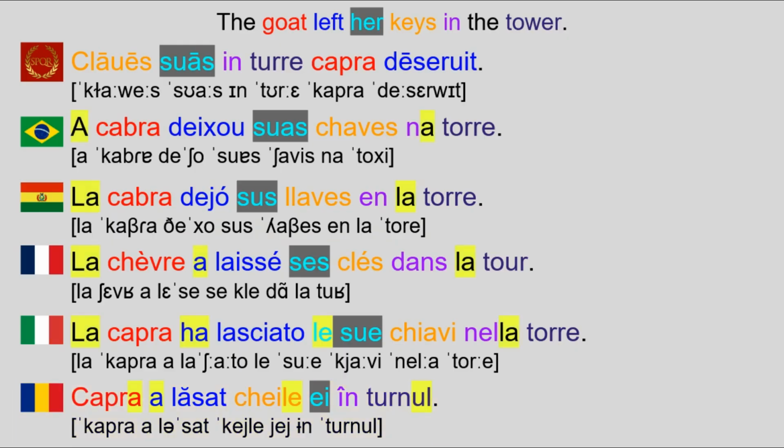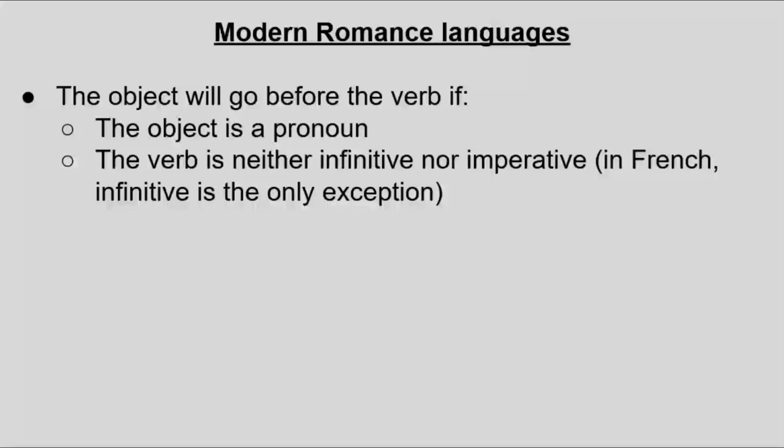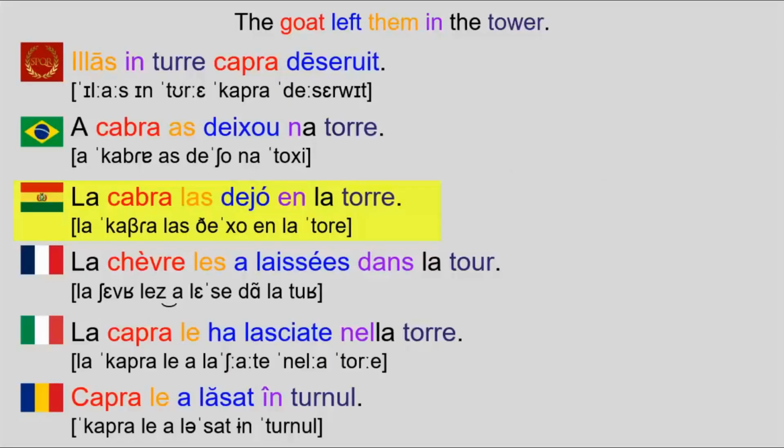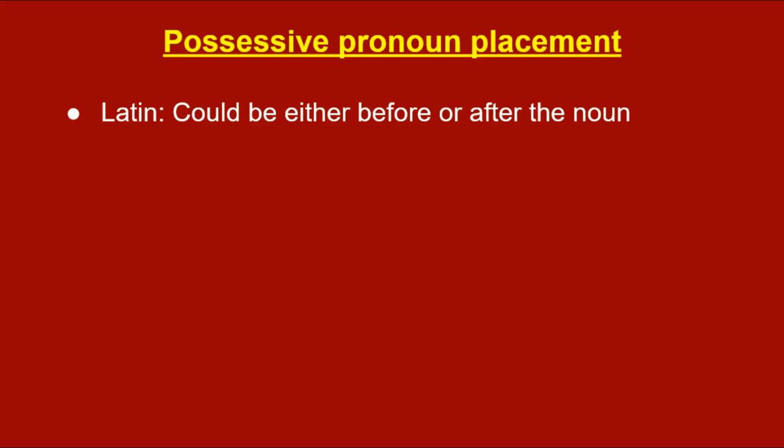But speaking of small words, Romance languages today aren't always SVO. When the verbal object is a pronoun, it will go before the verb, making those sentences SOV. So if you replace keys with a pronoun, the Spanish sentence becomes la cabra las dejó en la torre, and the Romanian sentence becomes capra le ha lăsat în turnul. That being said, Portuguese is more flexible with this rule in its entirety, including the SOV business. But aside from the basic word order, notice how in the Spanish sentence, the possessive pronoun moved to the other side of the noun, before it. This is another development that happened as Latin's free word order got restricted.